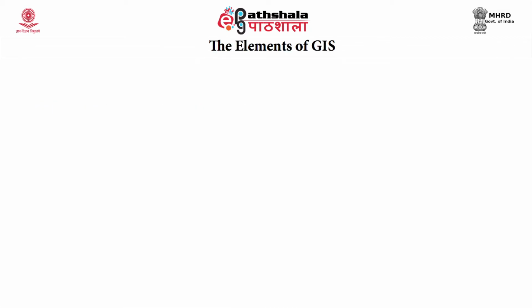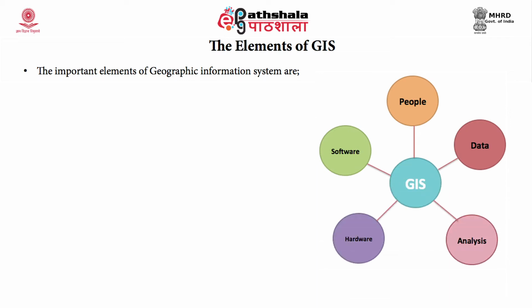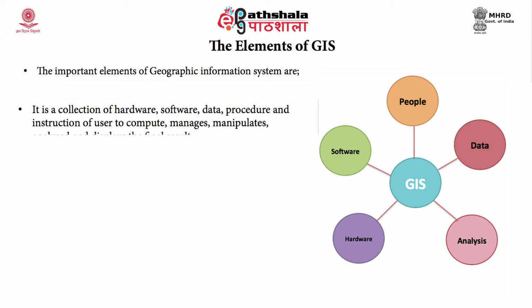Now let us come to the elements of GIS, because they will give us information about the whole concept of GIS. The important elements of a geographic information system are hardware, software, people, data and analysis. It is a combination of different elements which constitute the data. It is a collection of hardware, the systems of which are used to run sophisticated software, and this software is used with the data procured, and the procedures and instructions of the user, to compute, manage, manipulate, analyze and display the final analysis of the data.